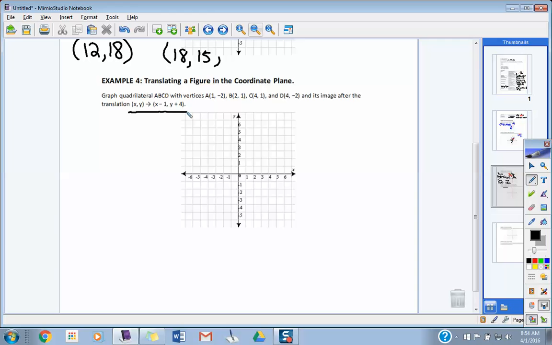Look at what I've underlined up here. Left, how many units? One, and then up 4. Okay, up 4. So go ahead and try that right there. We'll see if we agree on what you get.